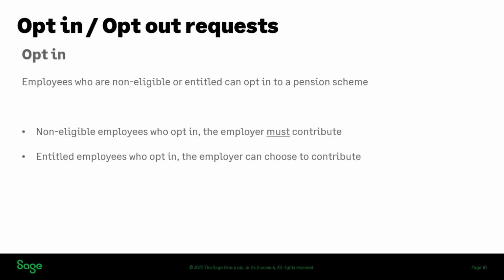Non-eligible employees who decide to opt in, the employer must contribute. Okay, so any employees who are assessed as non-eligible, the employer must contribute if they decide to opt into the scheme. So they would, in essence, have the exact same rules as any eligible employees. Entitled employees, however, the employer can choose to contribute for this. So if the employee has been assessed to be entitled and they decide to opt into the pension scheme, you as the employer can choose whether or not you wish to contribute to that pension. So it's completely up to you in that regard.